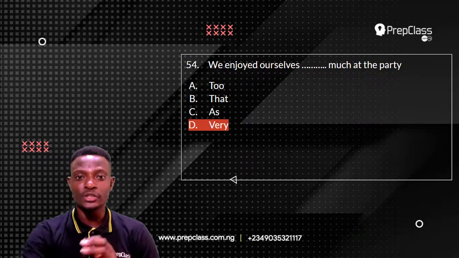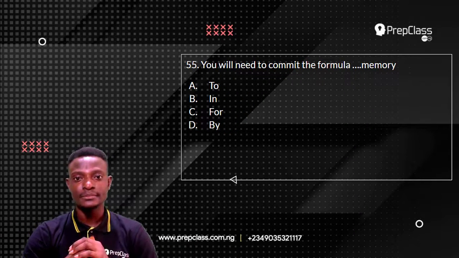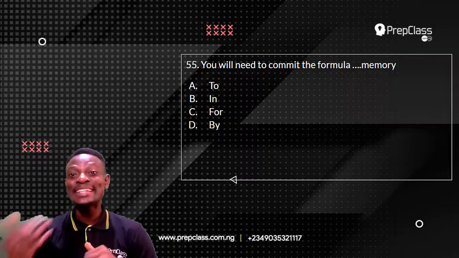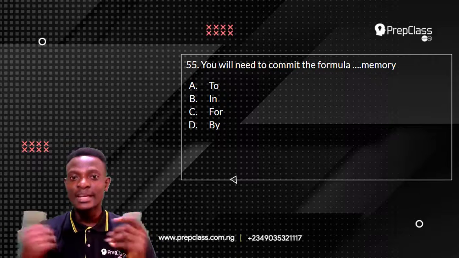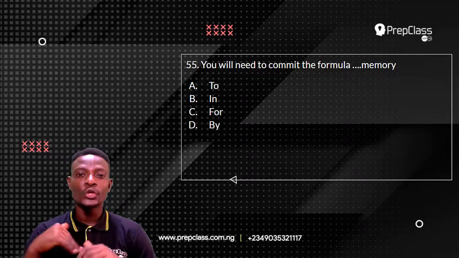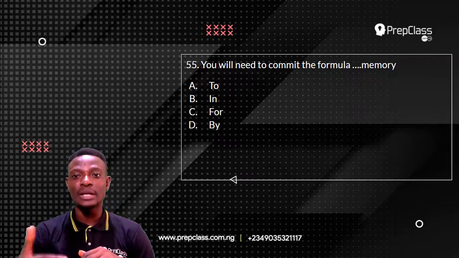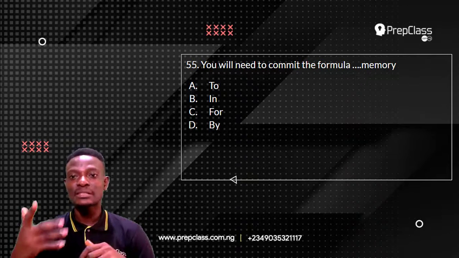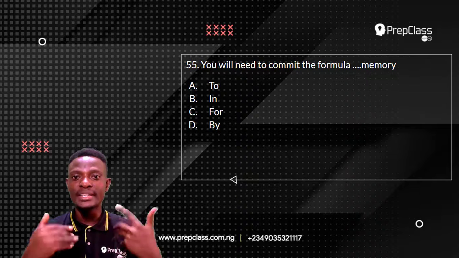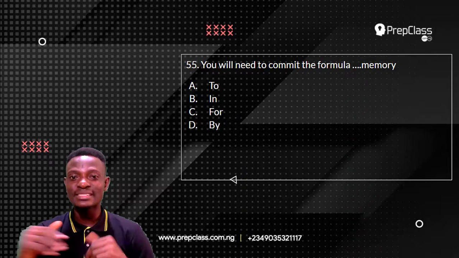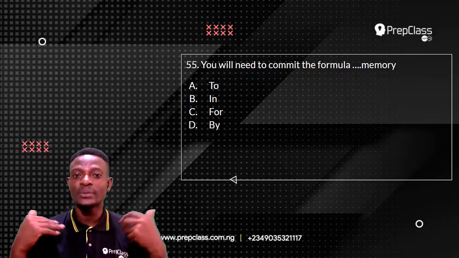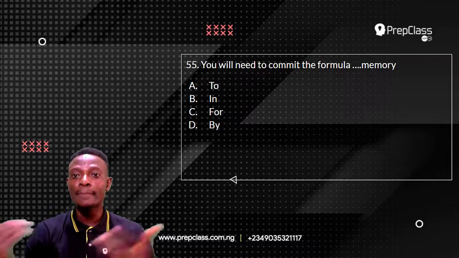Moving on to the next question, question 55. Remember, we have to select the option that best completes this sentence. Question 55 reads: you will need to commit the formula dash memory. A, you will need to commit the formula to memory. B, in memory. C, for memory. D, by memory.